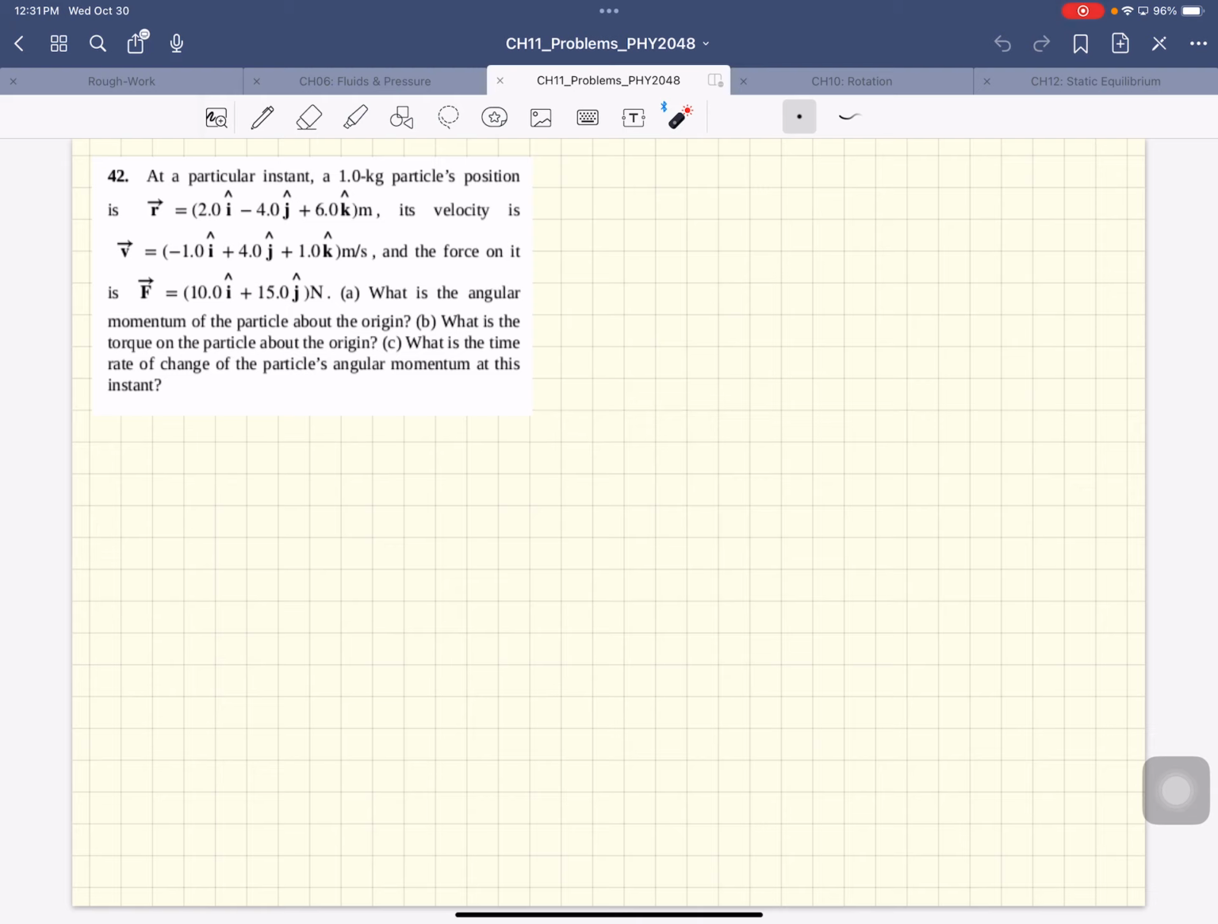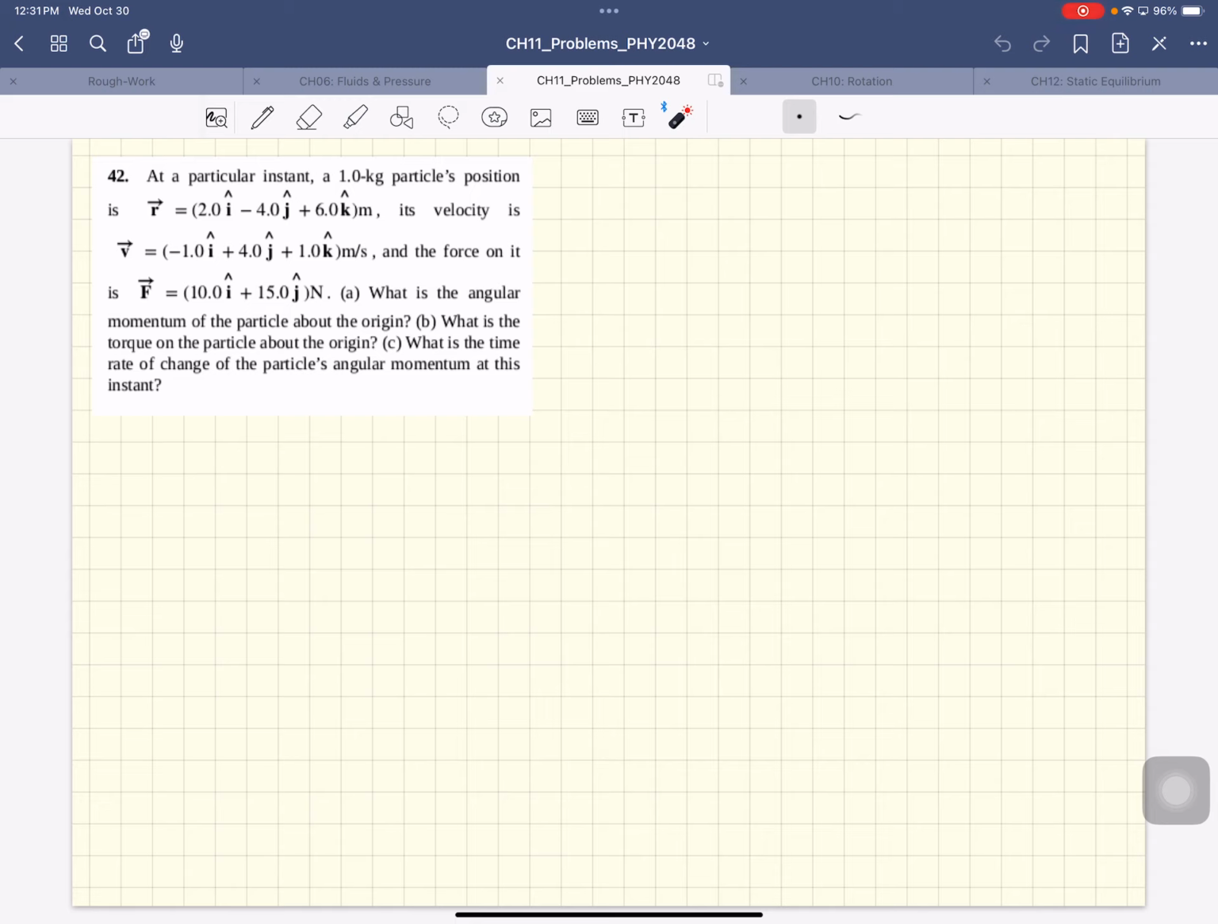This problem says at a particular instant, a 1 kg particle's position is r equal to that. This is the position with respect to the origin. Its velocity is that, and the force on it is this. What is the angular momentum of the particle about the origin?